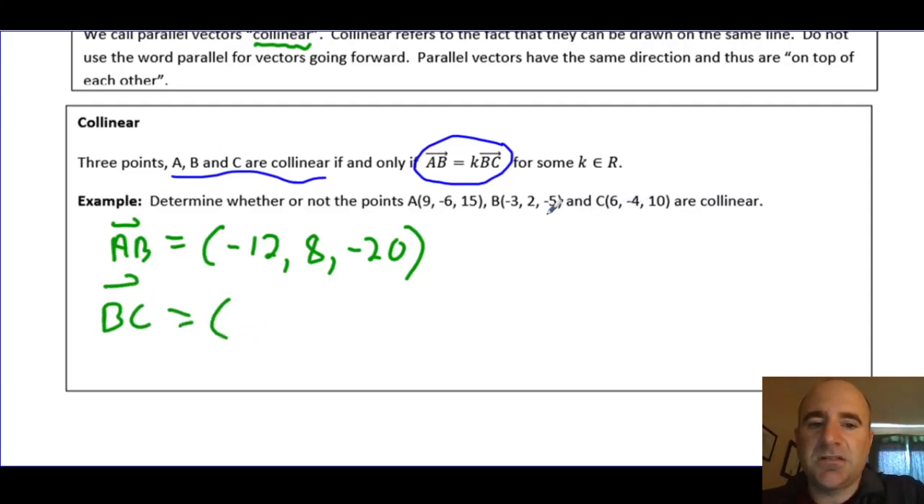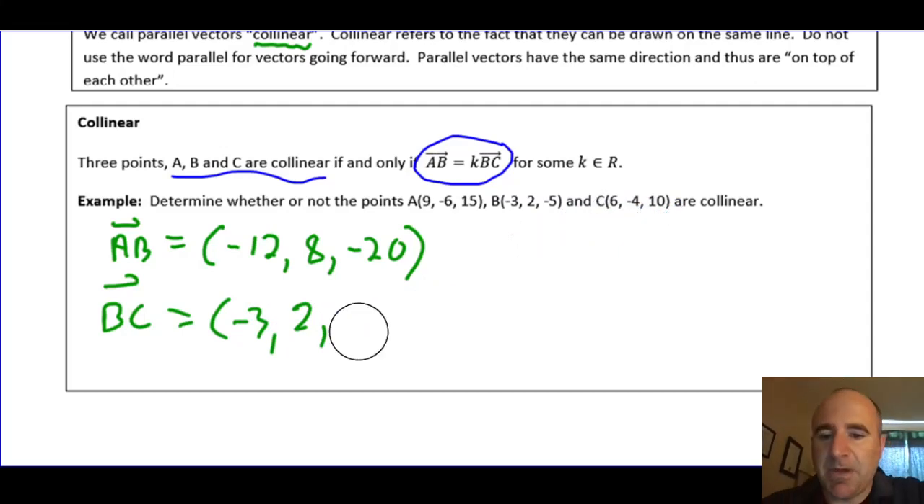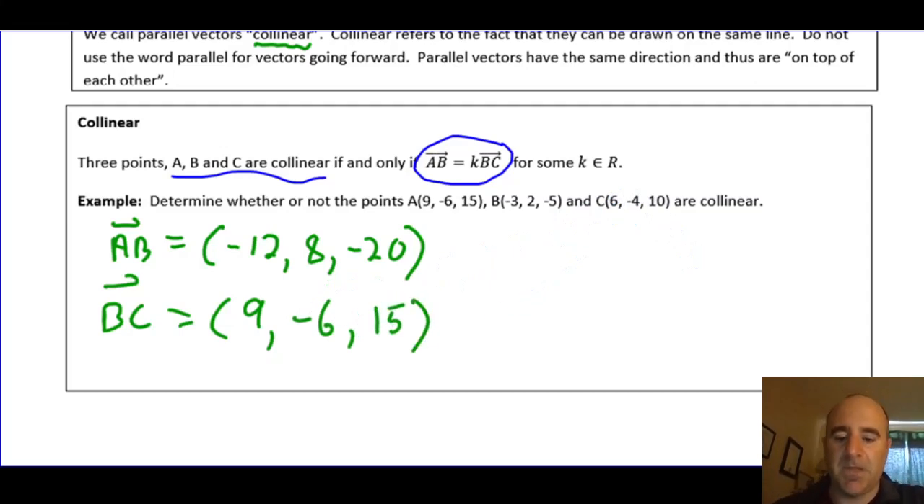So I get 6 subtract 9 is -3. -4 subtract -6 would be 2. And 10 subtract, oh, I think I made a mistake there. My apologies, let me back up there. I think I was using point A by mistake. So 6 subtract -3 is 9. -4 subtract 2 is -6. And 10 subtract -5 is 15. That looks better.